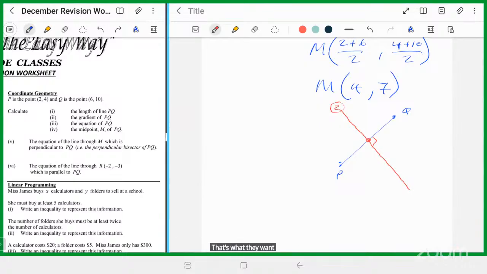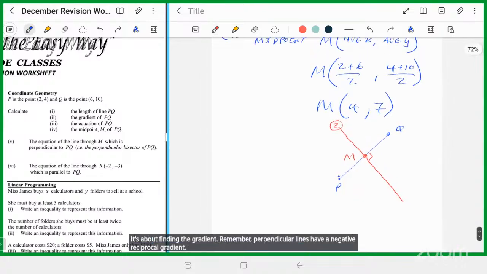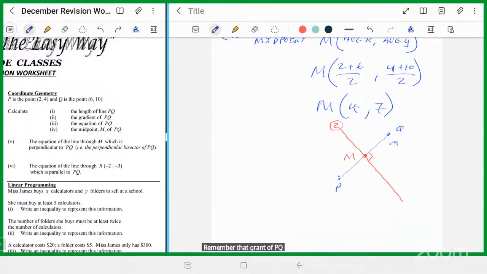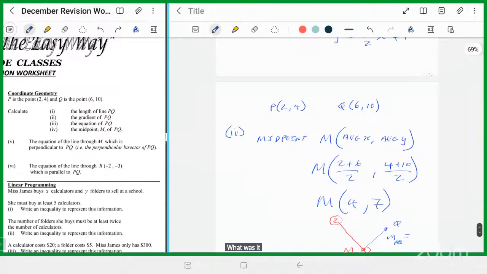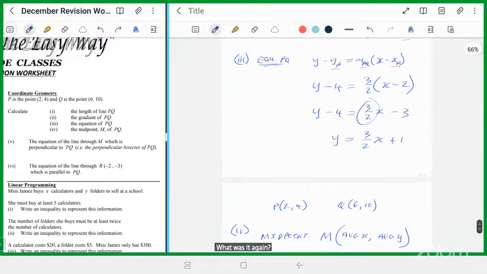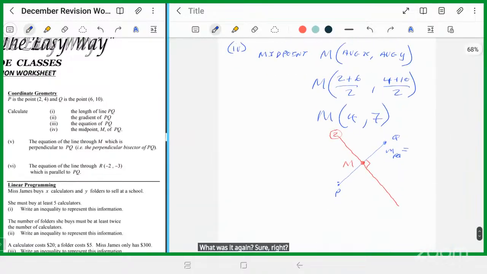It passes through the midpoint M, which has these coordinates, and is perpendicular. So the perpendicular is about finding the gradient. Remember, perpendicular lines have negative reciprocal gradients. Remember that the gradient of PQ, we worked out a while ago. Gradient of PQ, what was it again? 3 over 2, right?